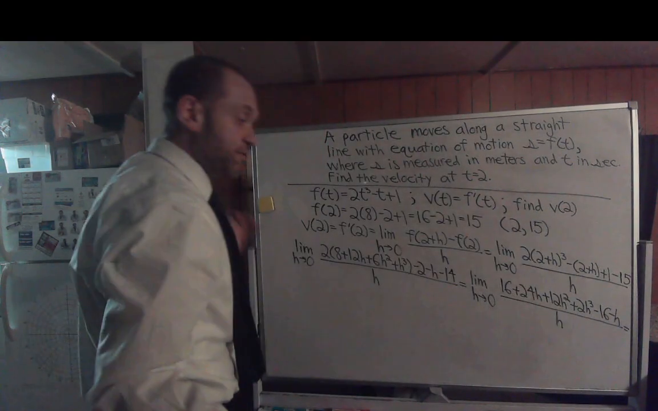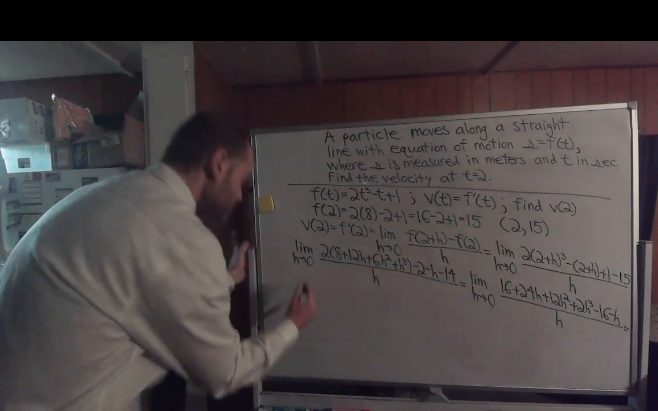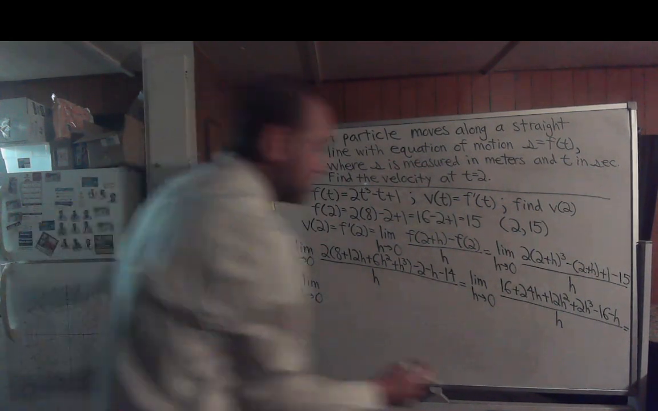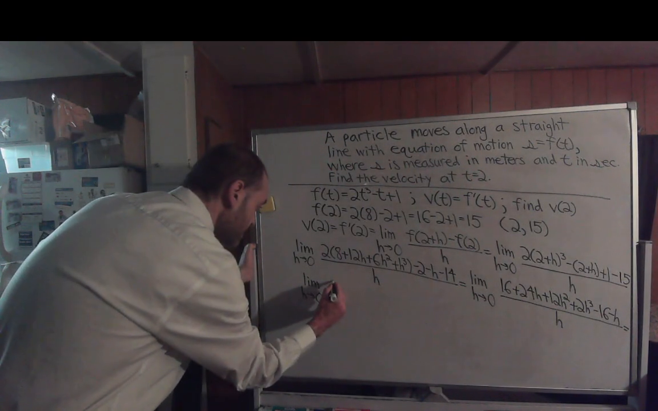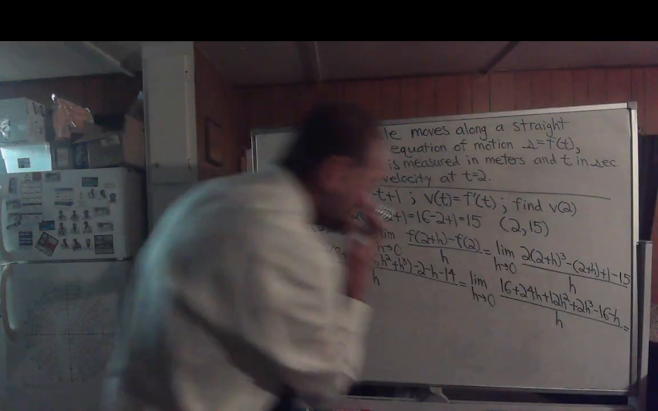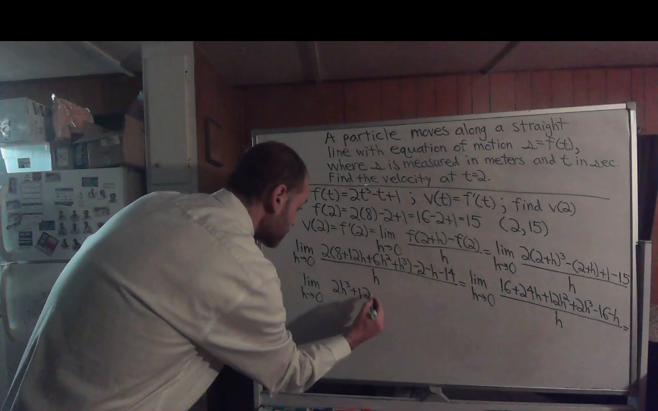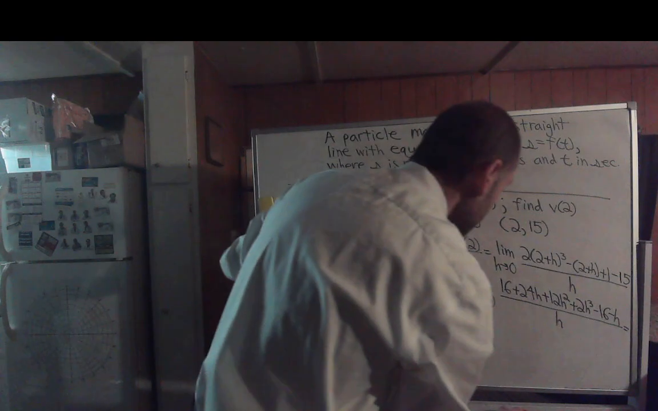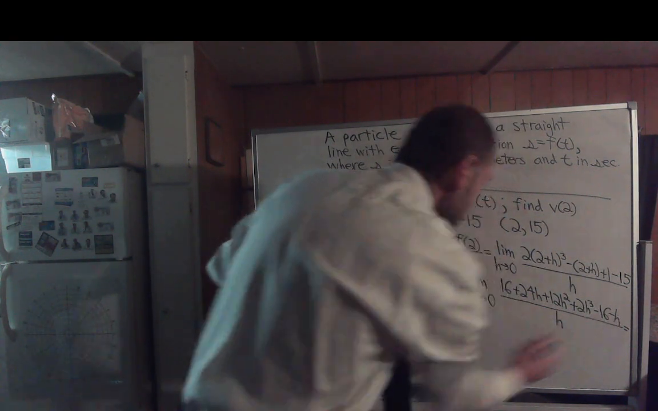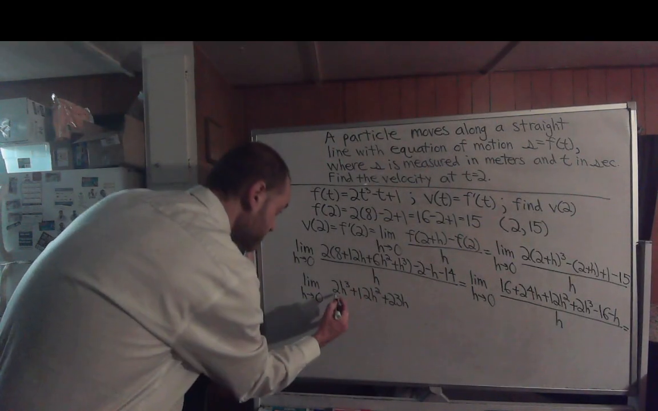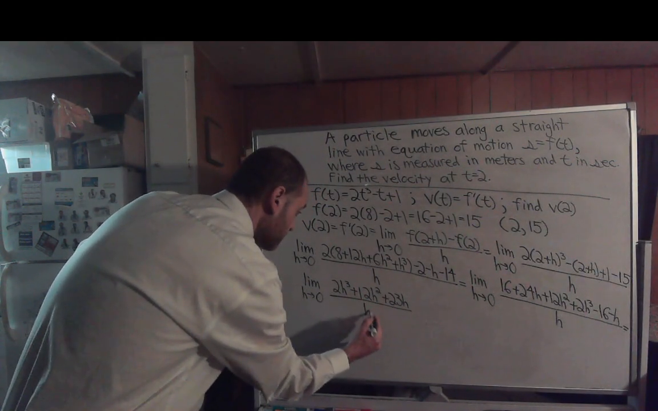And now we can do one final simplification of the numerator. This would turn into the limit as h approaches 0. We only have one h cubed term, so that'd be 2h cubed. Only one h squared, so that'd be plus 12h squared. And then let's see, we have 24h minus h, that'd be plus 23h. And then we have 16 minus 16 is 0, so the constant terms are gone. This would be all over h.